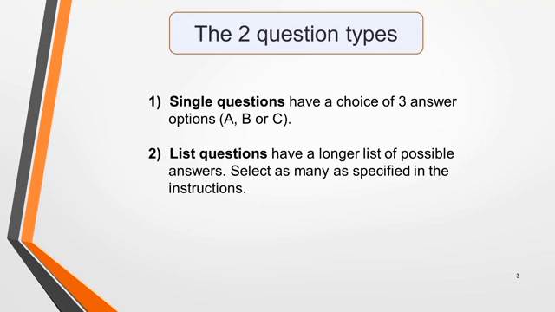There are two main types of question. First, there are single questions with a choice of three answers, A, B or C. Occasionally there may be four options. Second, there are list questions. These have a longer list of possible answers, and you must select more than one as specified in the instructions.